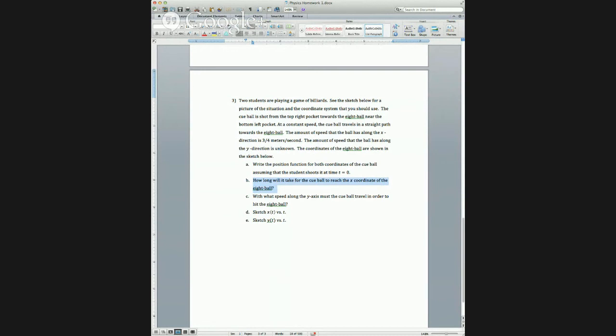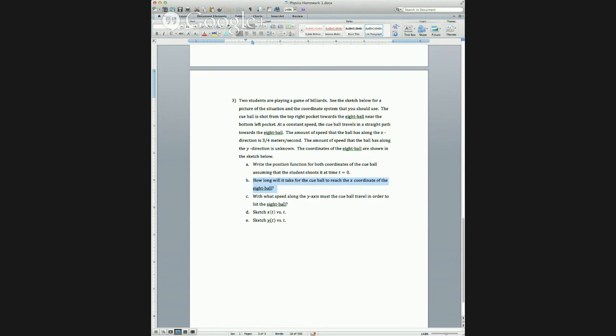We have an x position function which gives us x as a function of time. We don't know how long it will take, but we'll say at the time capital T, x will be at the same x-coordinate as the 8 ball, which I've written in the sketch as negative 1.22. That would be the x-coordinate. So you then solve for time.